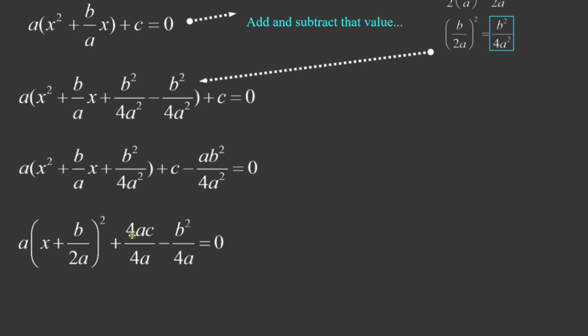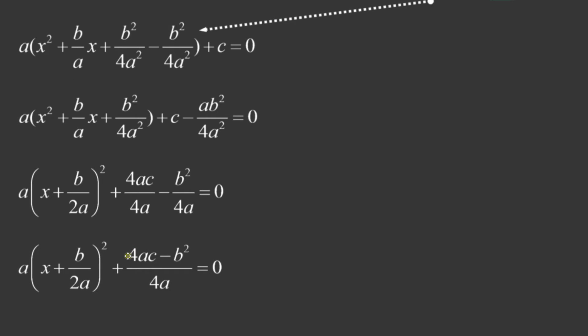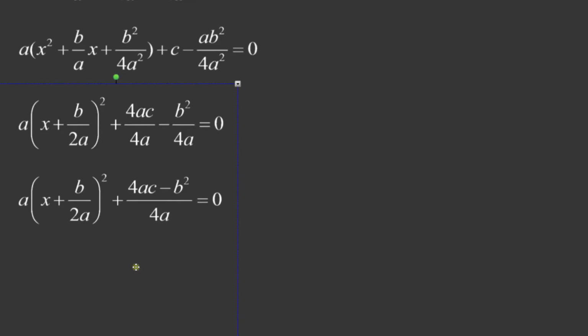But why is there a 4ac over 4 here instead of just my c? I'm using a common denominator in order to do this subtraction. So the common denominator is going to be 4a because the a's canceled. So I just created a common denominator for my c here. Because we're going to do this subtraction, we're going to have 4ac minus b squared. So down here, we're going to see 4ac minus b squared, and that's all over 4a because that's my common denominator. All right, moving on.